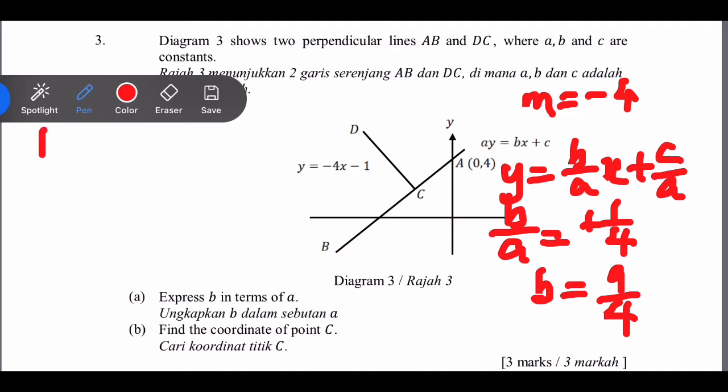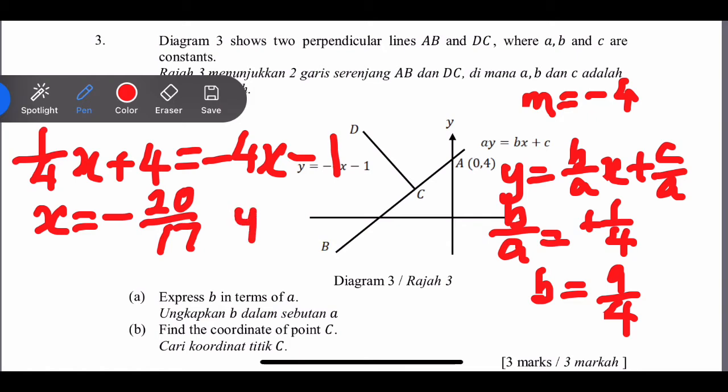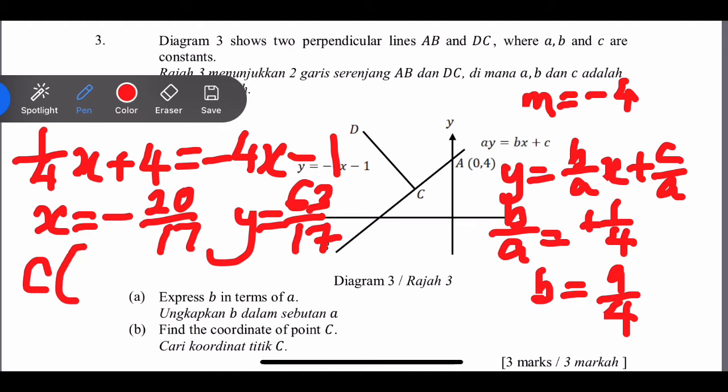So the next question, they ask you to find the point of intersection. When you have the point of intersection, you have to use simultaneous equations, right? So you let both equations be equal, y1 equal to y2, and you solve it. You will get x equal to negative 20 over 17 and y is 63 over 17. So you solve it carefully. I'm sure you can get the answer.